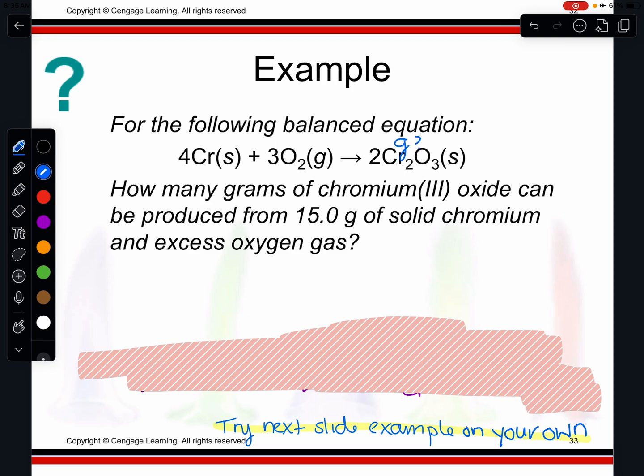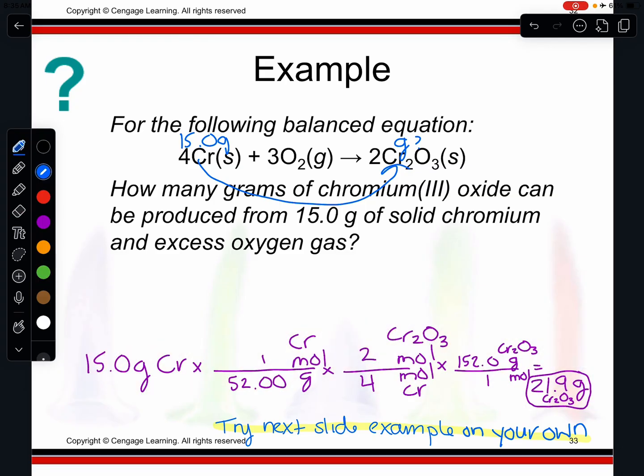So how many grams of the chromium oxide can we produce from 15 grams of the solid chromium? Okay, so that's a 15. It doesn't look like it, but it is. So we're going from this to this, but they're both in grams, so we need to go ahead and stop at moles in between. So our answer here, I'll let you look at the work for a moment, is 21.9 grams of our Cr2O3.